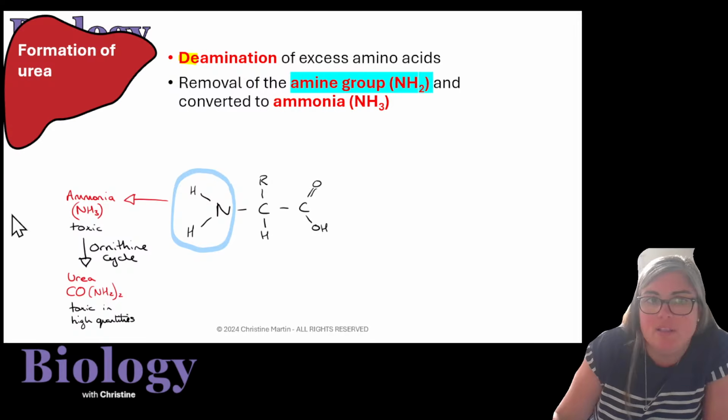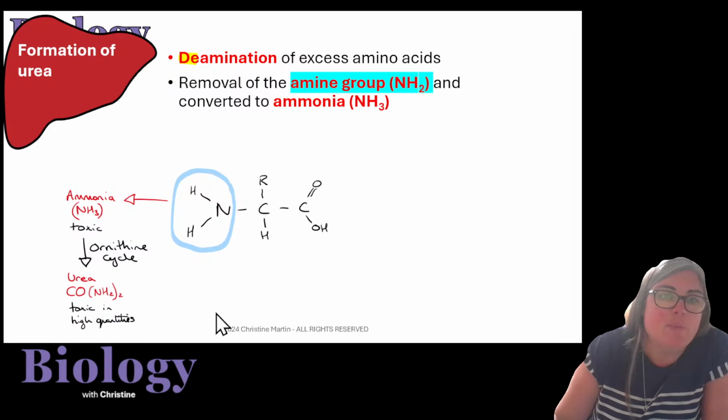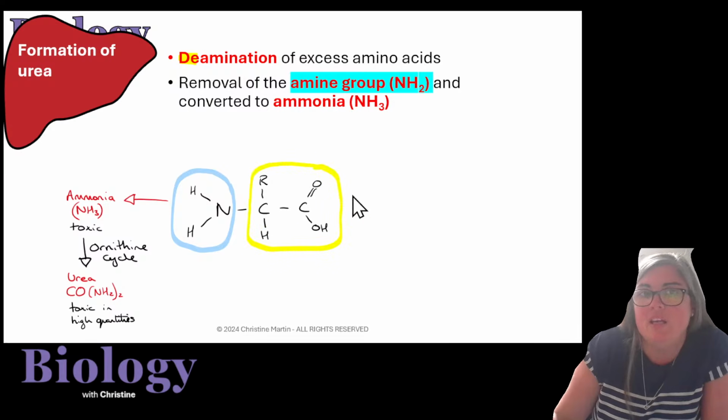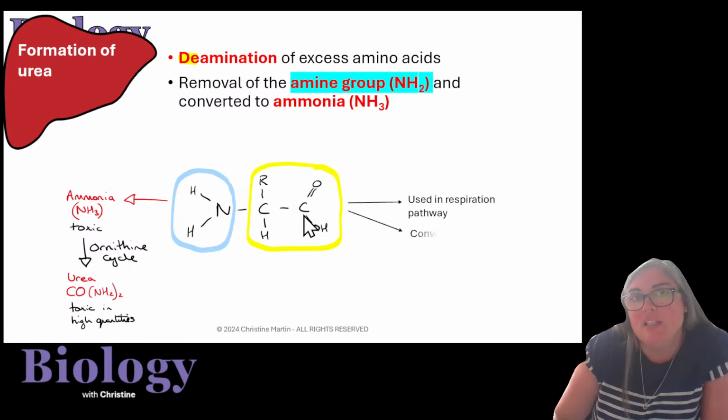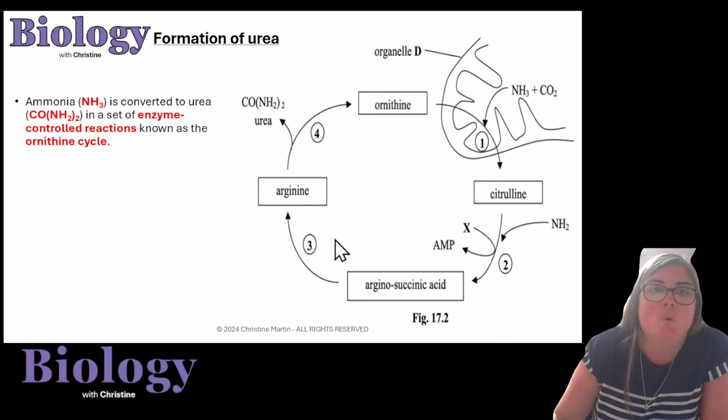We're going to use the ornithine cycle to produce urea. Urea is toxic if it's in a high quantity, so therefore we need to get rid of it. And as I just said, the carbon skeleton can then be used in other ways.